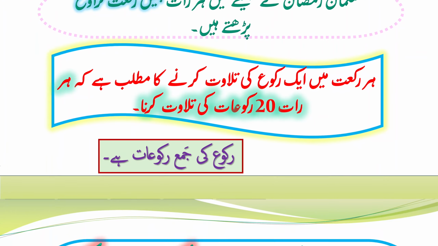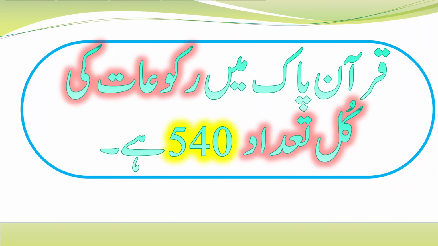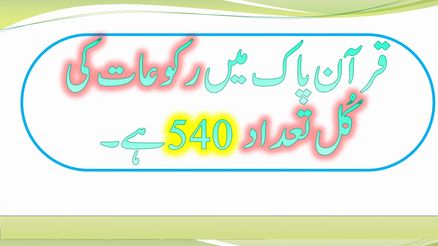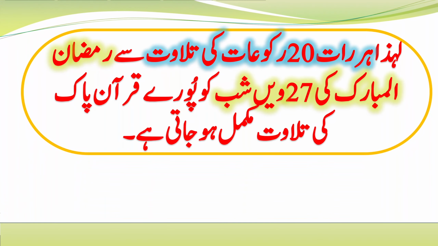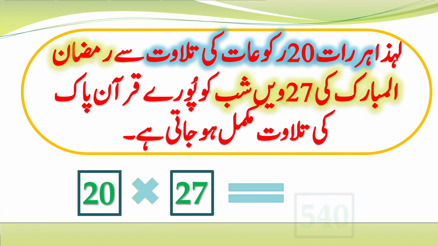The total number of Ruku'at in the Holy Quran is 540. Therefore, reciting 20 Ruku'at every night makes it possible to complete the recitation of the entire Holy Quran on the 27th night of Ramadan. 20 times 27 equals 540.